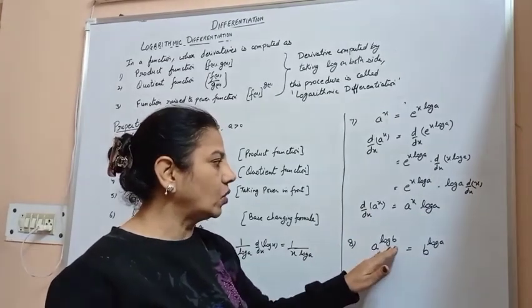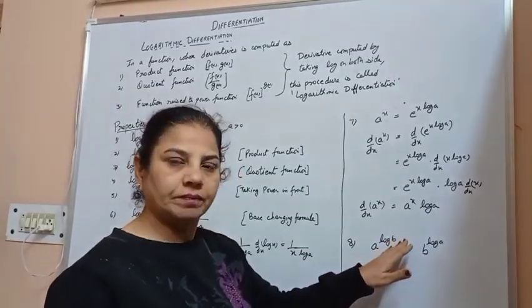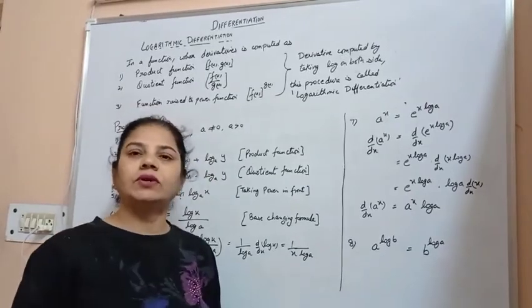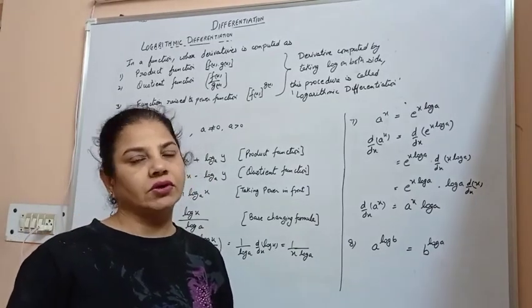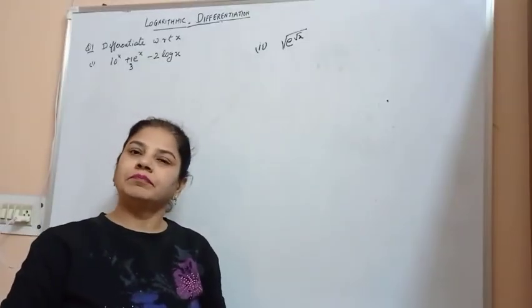a to the power log b is equal to b to the power log a. Now using these properties, we are going to solve the derivatives of the given functions by using logarithm differentiation. Now we are going to crack many more questions.